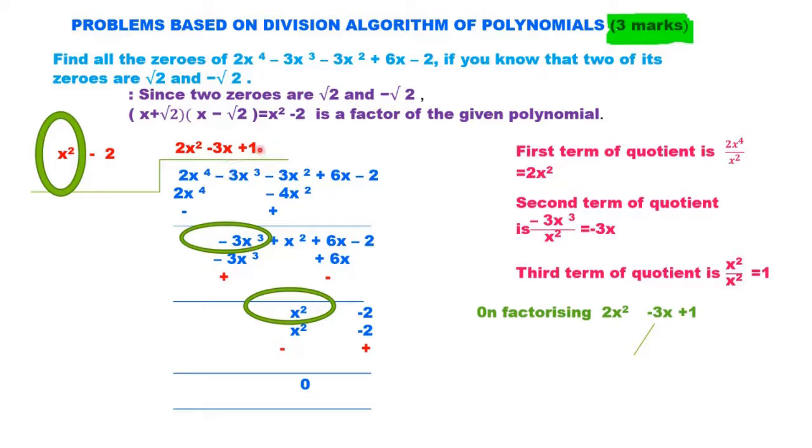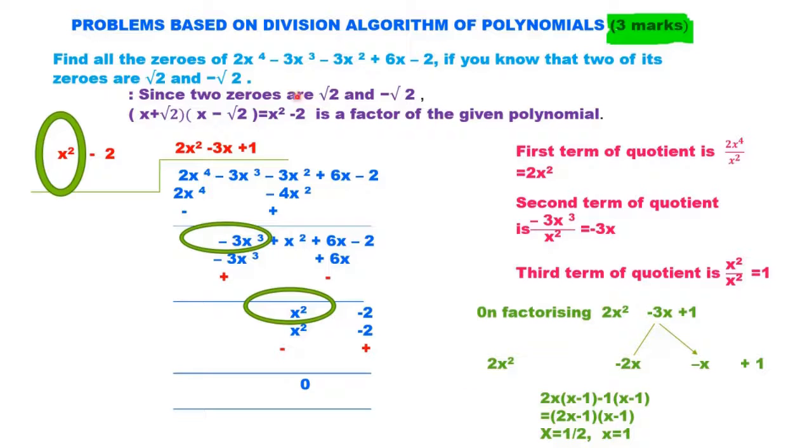Now this is a quadratic polynomial, so you have to find the roots. I have split the middle term. You can see here I have split the middle term. 2 times 1 is 2, so the product is 2, and the sum has to be minus 3. So minus 2 minus 1 will be minus 3. You split the middle term, you find the sum minus 2 minus 1. The first and the last term will be as they are. Then I have taken common factors and factorized, and I got the two zeros: x is equal to half and x is equal to 1.